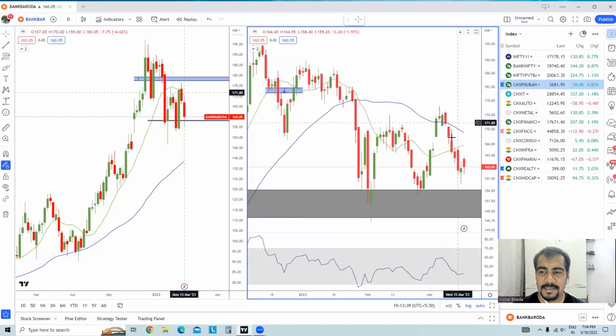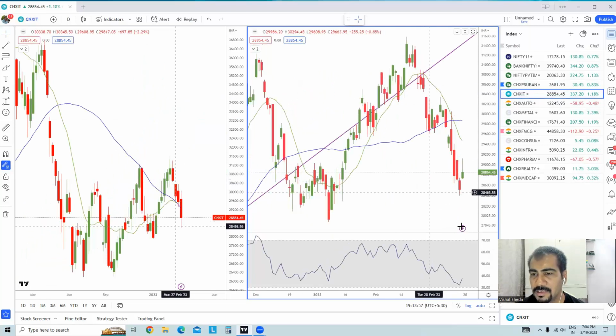So I think this is a bit of a range-bound situation. The prices are just jumping up and down. Only when a proper breakout or breakdown happens will we be able to see a large trend continuing either on the upside or on the downside.